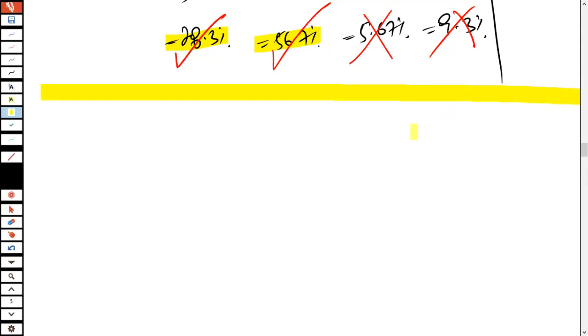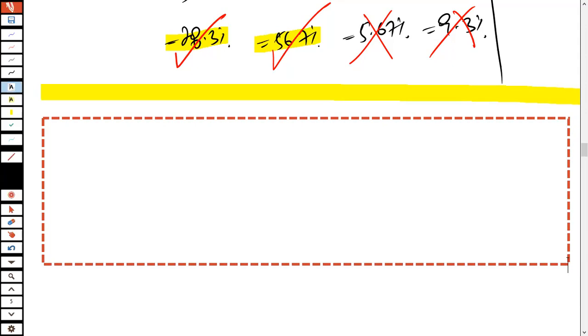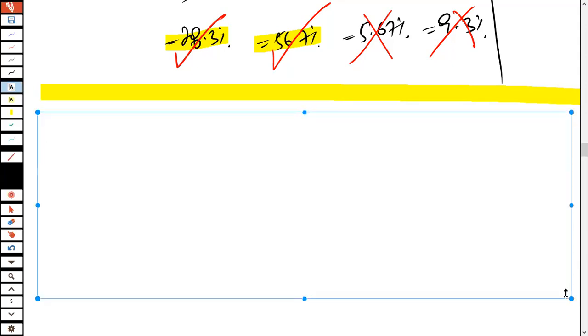Now, with respect to IFRS 8, there is a 75% rule that you people have to keep in mind. I repeat, with respect to IFRS 8, there is a 75% rule that you have to keep in mind. What is that 75% rule?